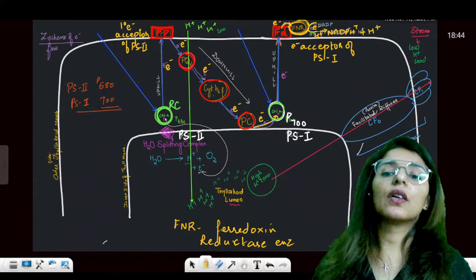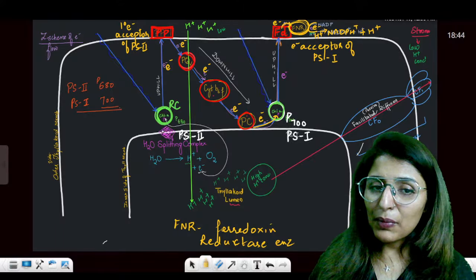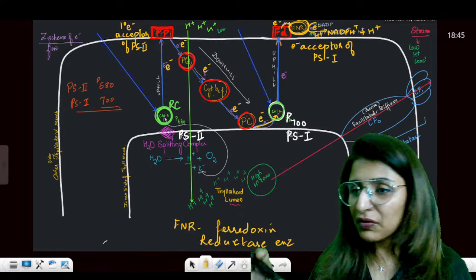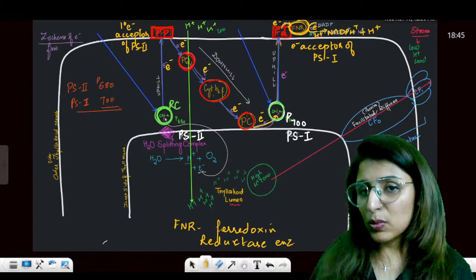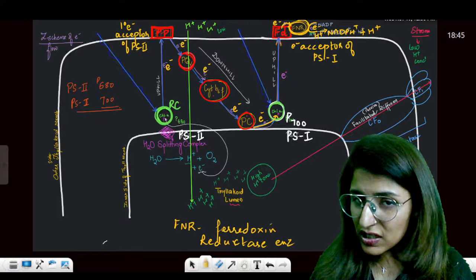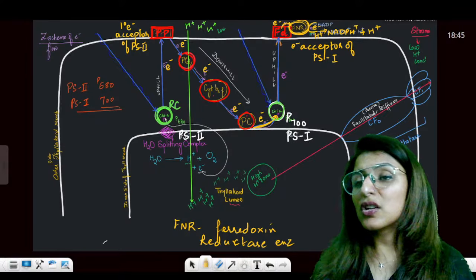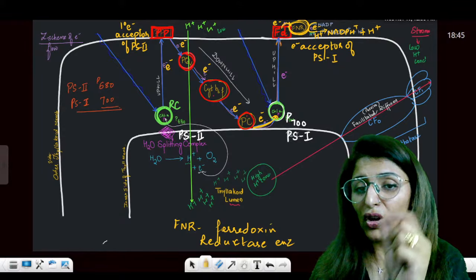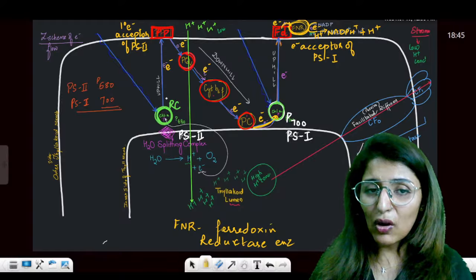Points clear to all? Alright. Now see, what happened? Electron excited from PS2, taken up by PP, going through different molecules present in the thylakoid membrane, is given to the PS1. So PS1 lost an electron to FD, but it got compensated from PS2. So it's a very important question: who compensates the loss of electron from PS1? It is PS2 which is compensating.